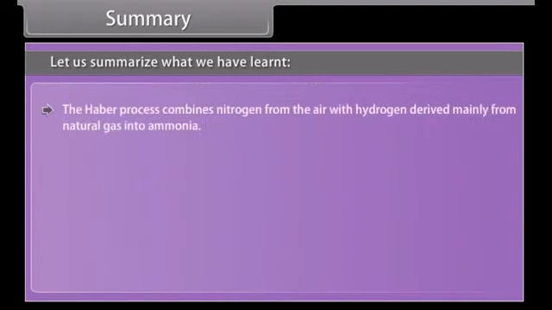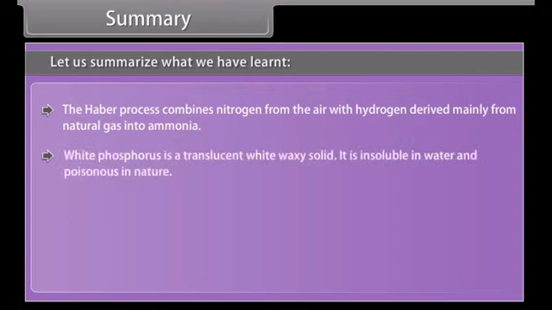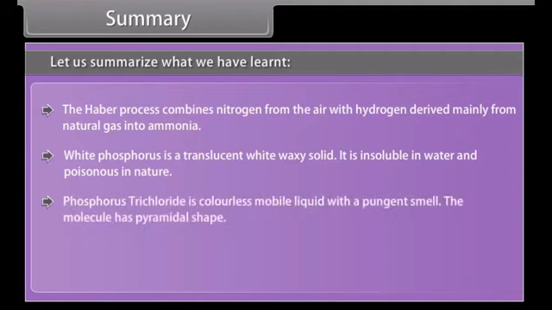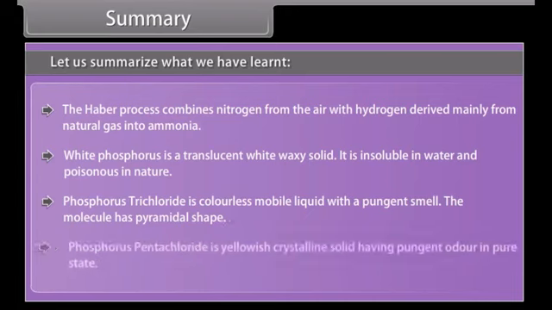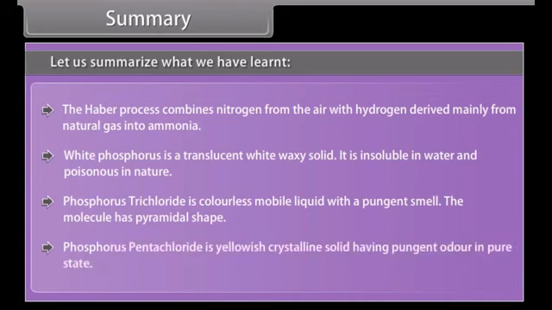The Haber process combines nitrogen from air with hydrogen derived mainly from natural gas into ammonia. White phosphorus is a translucent white waxy solid. It is insoluble in water and poisonous in nature. Phosphorus trichloride is a colorless mobile liquid with a pungent smell. The molecule has a pyramidal shape. Phosphorus pentachloride is a yellowish crystalline solid having a pungent odor in pure state.